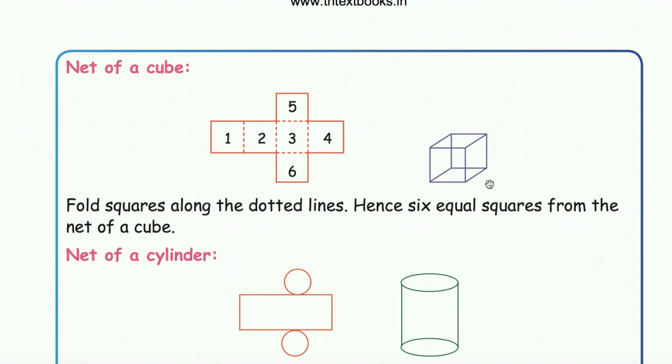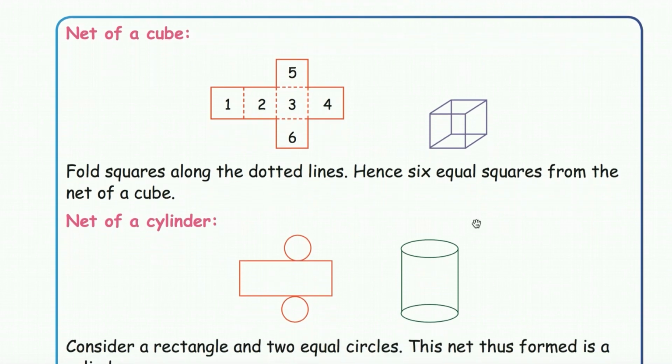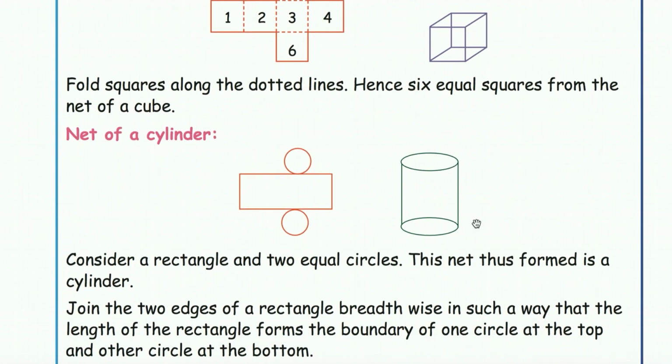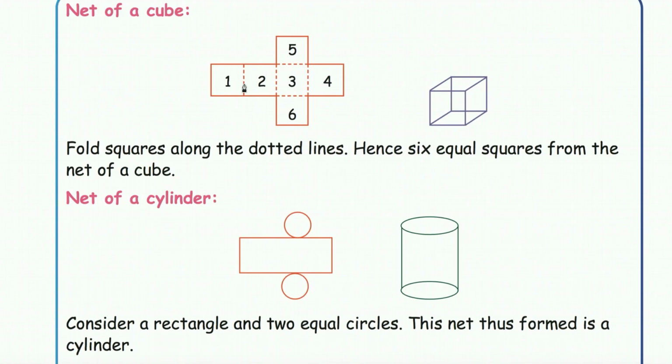Net of a cube. Fold squares along the dotted lines. Hence 6 equal squares form the net of a cube. Net of a cylinder. Consider a rectangle and see, if you fold like this, you eventually get a square. Not square, cube, sorry. You can try on your own, you will get it.